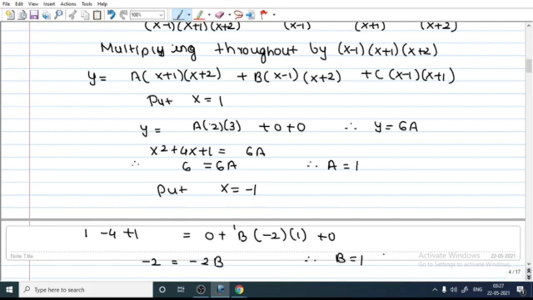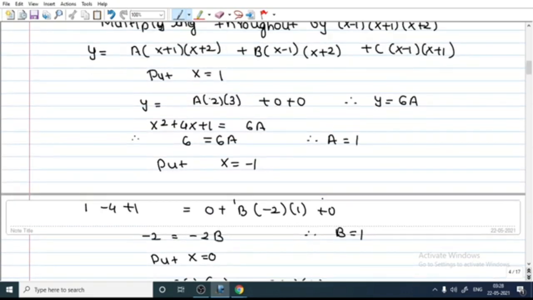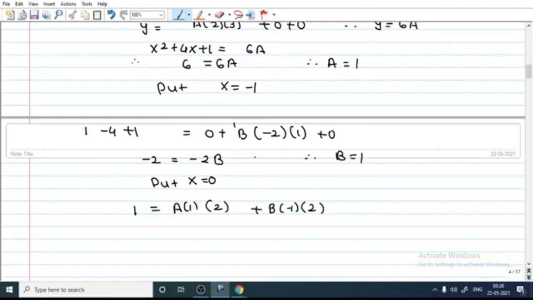Okay, we got the b value. Now we have to put x equals 0 or x equals minus 2, so it's better to go with 0. Put x equals 0. If I put x equals 0, what I am going to get is 1 here straightforwardly, and here a will be 1 into 2, b will be minus 1 into 2, and lastly c will be minus c.